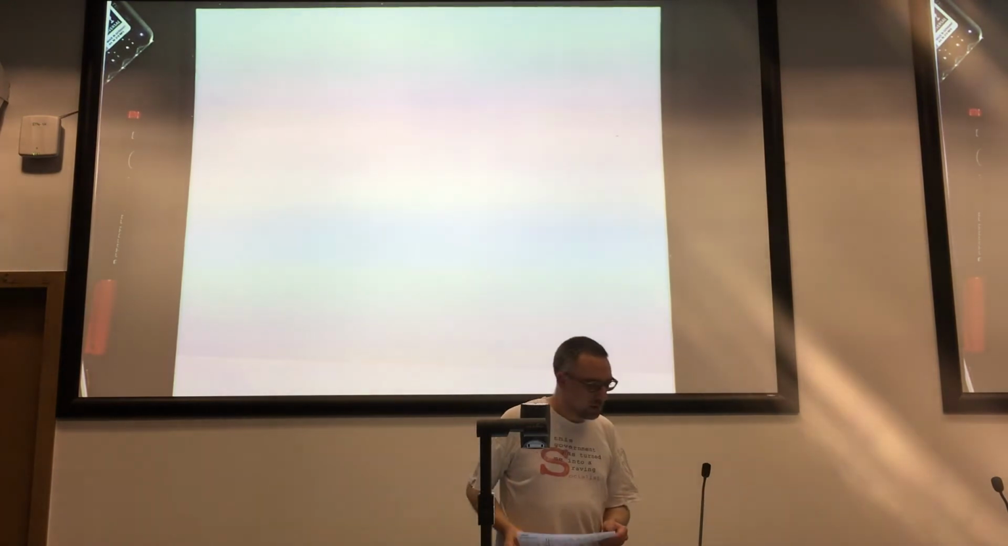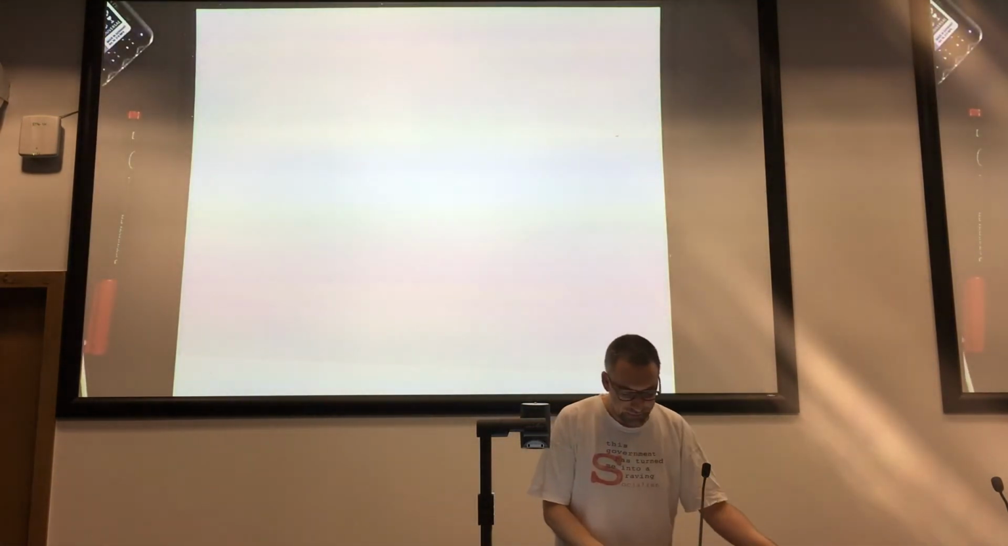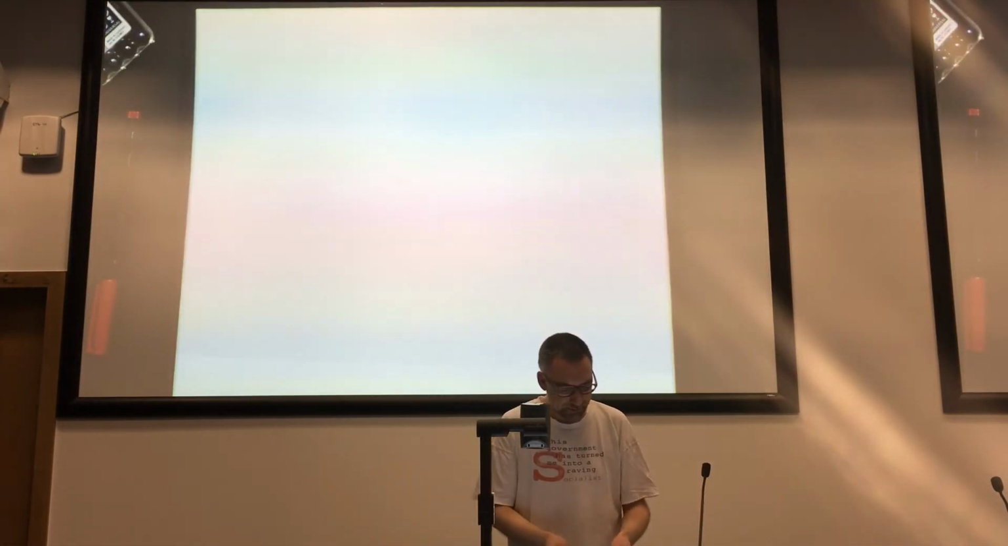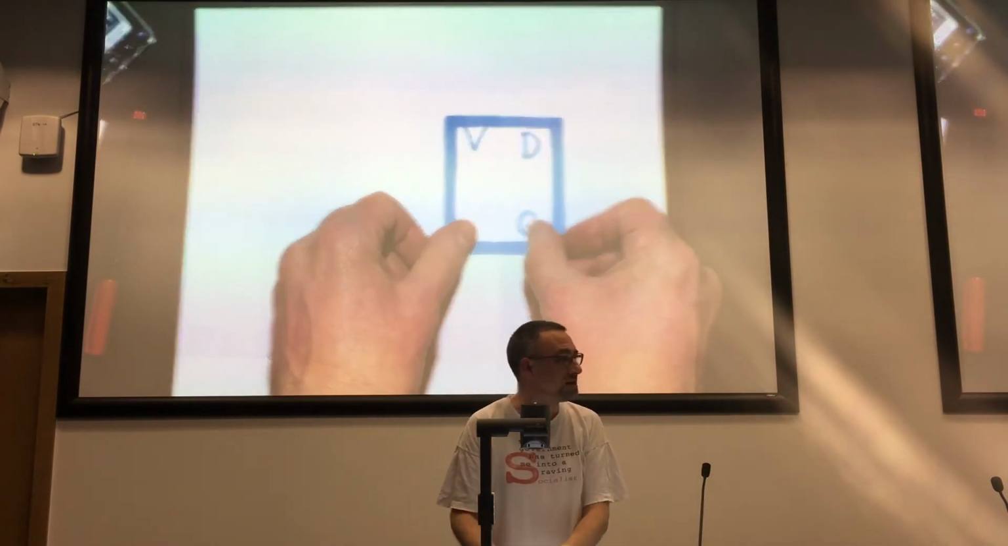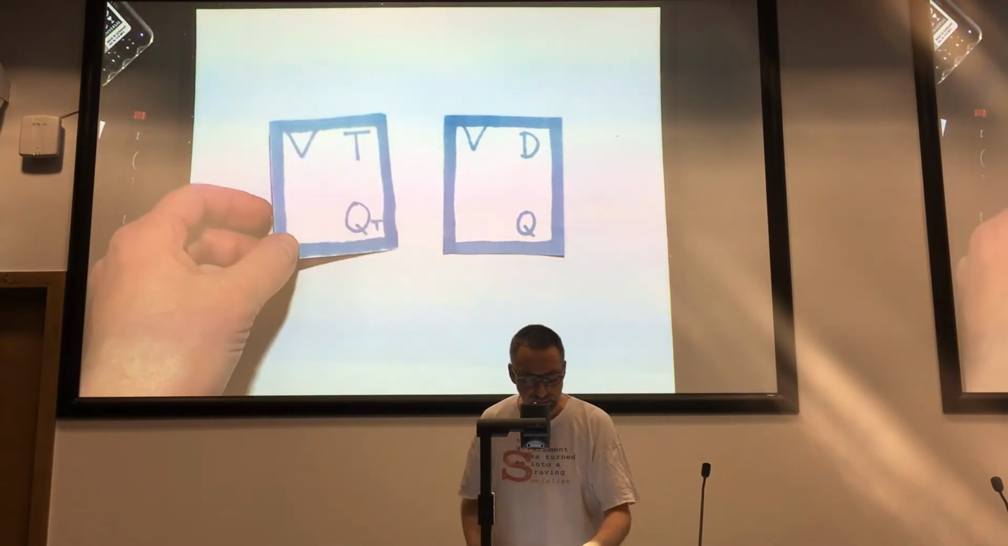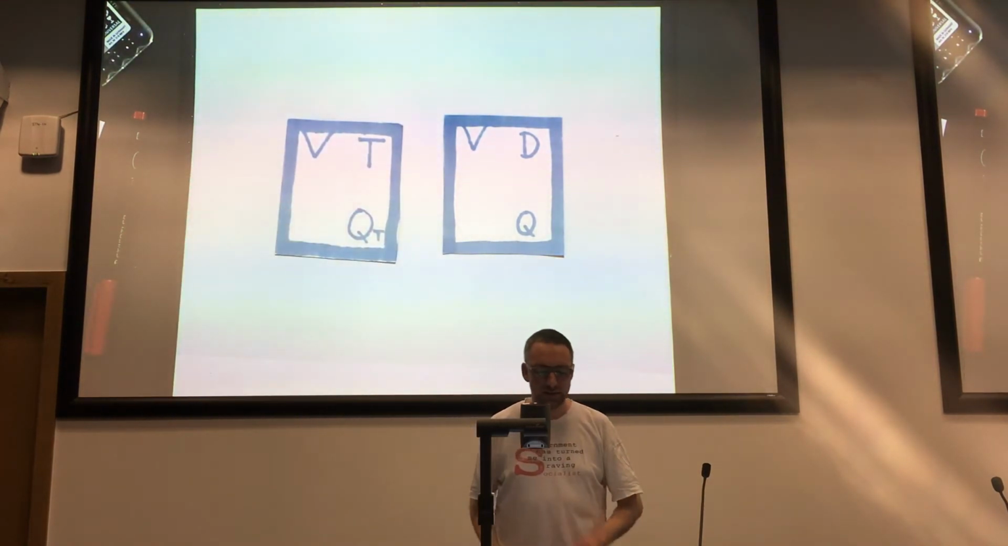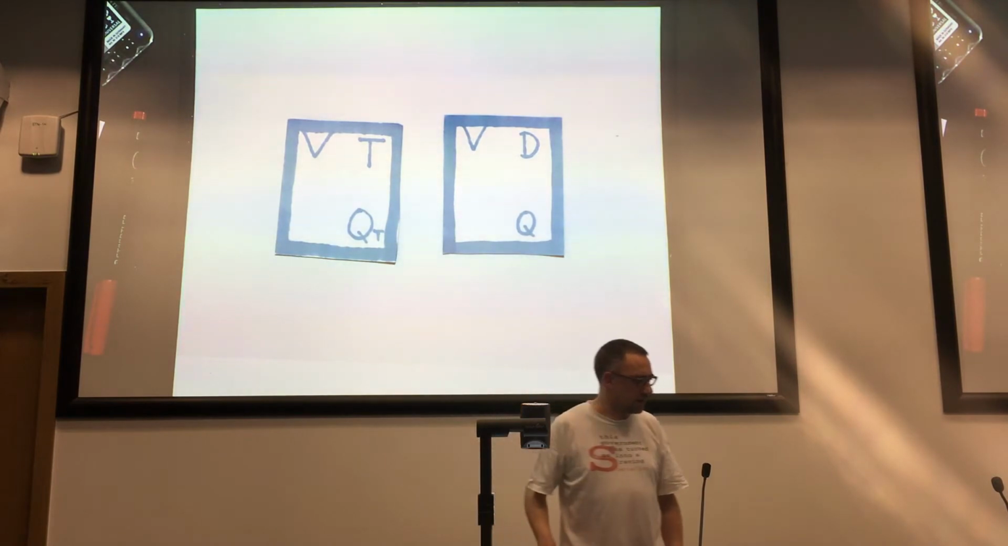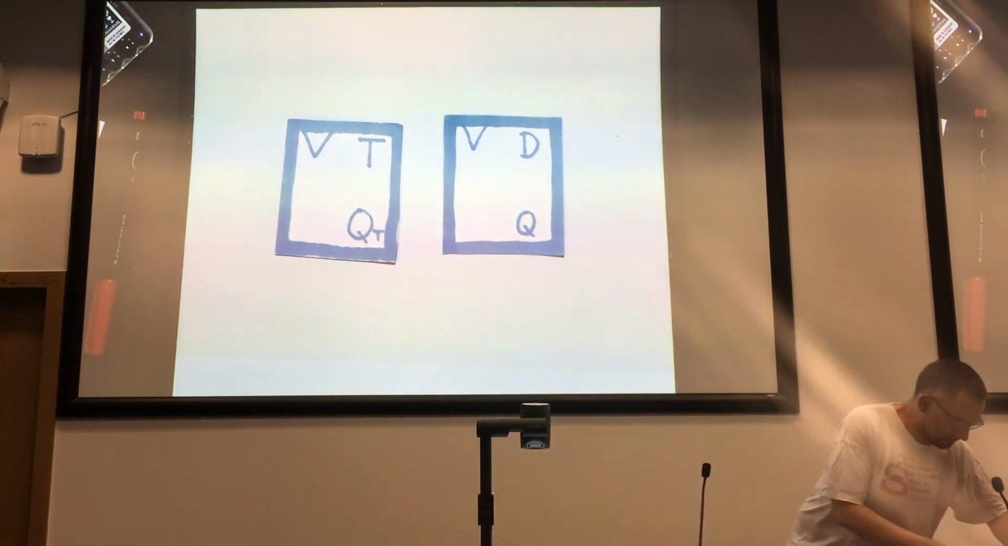Okay, we better get back to Florence's puzzle to make our traffic light. We've got some idea what D does, but I've got this other component here which is called T, and I'm going to need to figure out what it does.